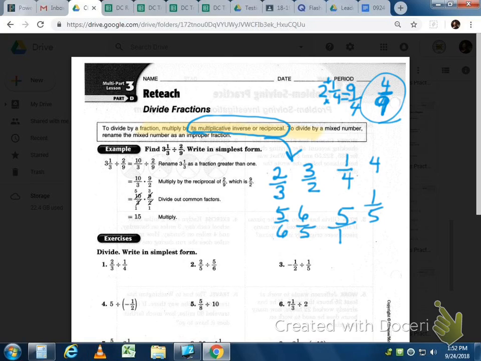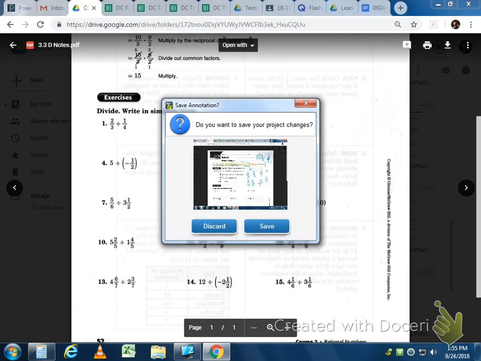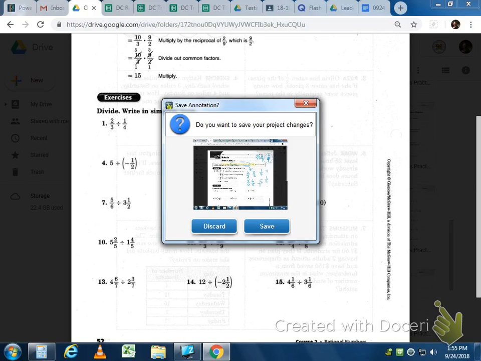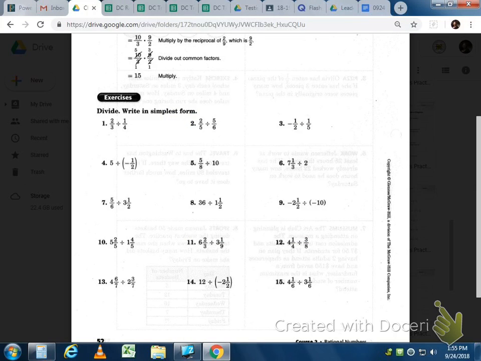All right, so when you're doing these problems today, you probably are going to want to write the problem correctly and then proceed with the problem. So let's go ahead and write down number 1. On your papers, you should write number 1 as 2/3 divided by 1/4, so you can see where you came from.